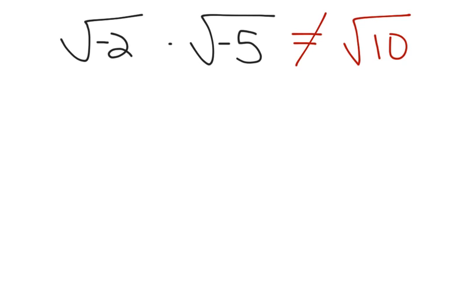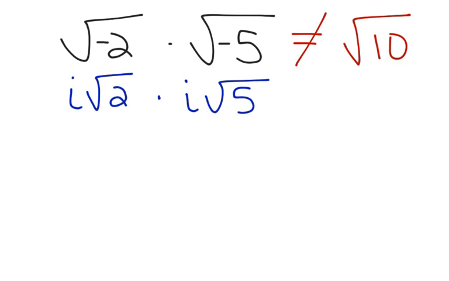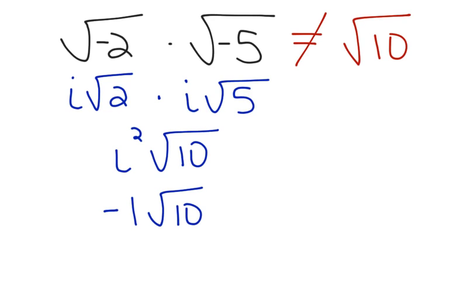The reason is because when we talked about negatives under square roots, we said that the solutions were actually imaginary. And so you would first have to take the i out of the square root. This is going to be true of any even root of a negative number. Then after you take the i's out, you can multiply them together. But we also learned that i squared was equivalent to -1. So it turns out that the square root of -2 times the square root of -5 is actually -1 times the square root of 10, which is not the same as the positive square root of 10.